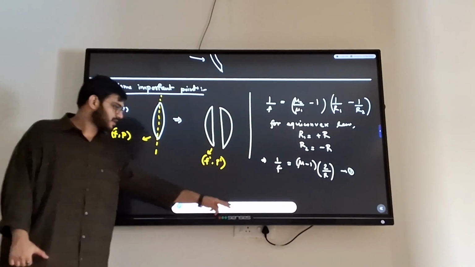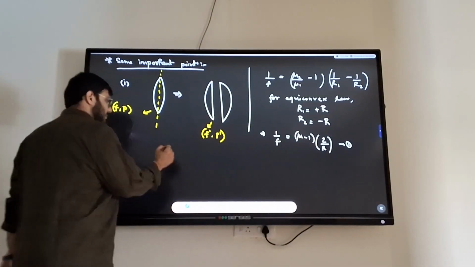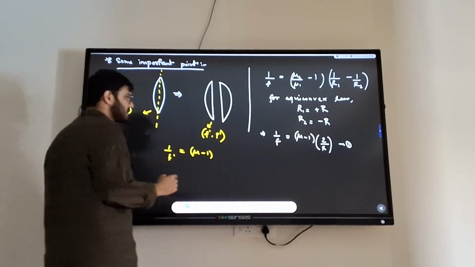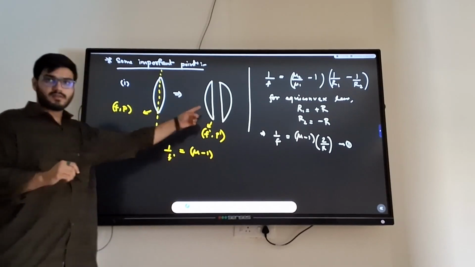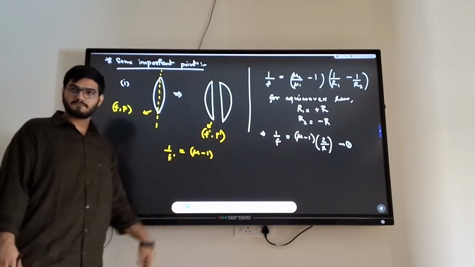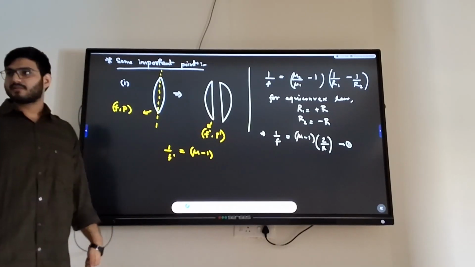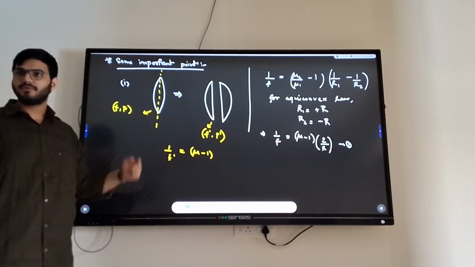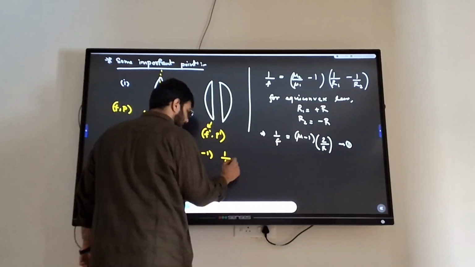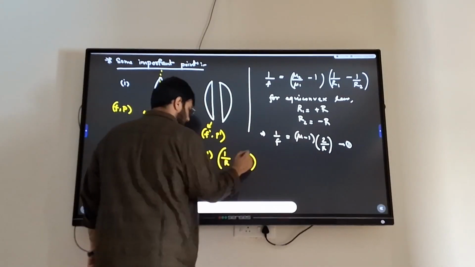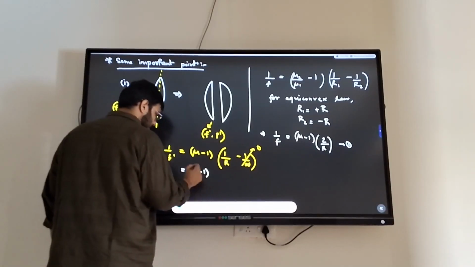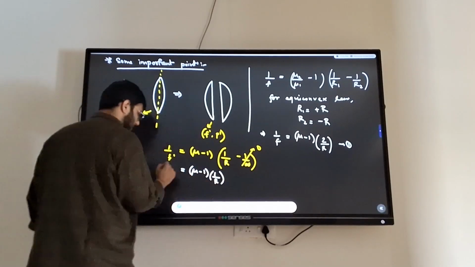Let's try to do this for here. Then what will I get? 1 by f dash will be mu minus 1 times... What is r1 here? Plus r, right? What will be r2? Infinity. Very good. So this will be 1 by r minus 1 by infinity. In there you will get something like mu minus 1 by r, that is 1 by f dash.